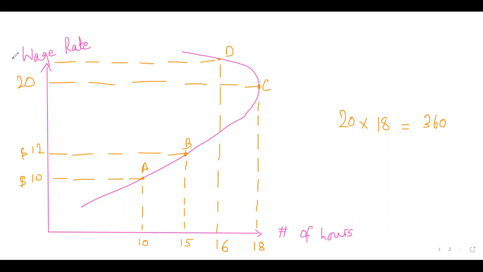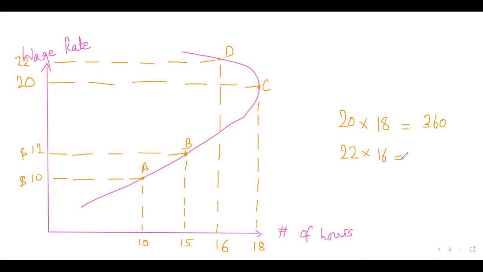16 times 22 would be how much? Right? So 16 times 22, 22 times 16 is, let me do this on my calculator, right? So 16 times 22 would be 352, right?